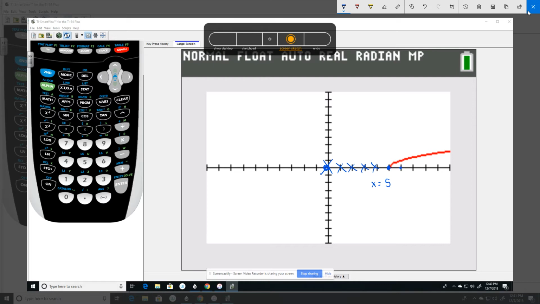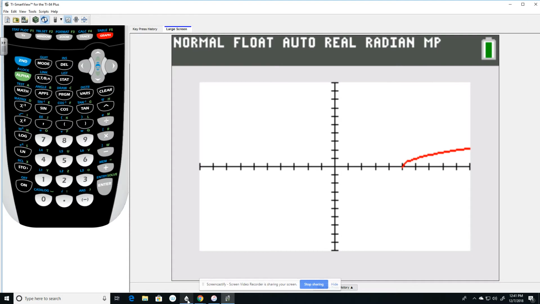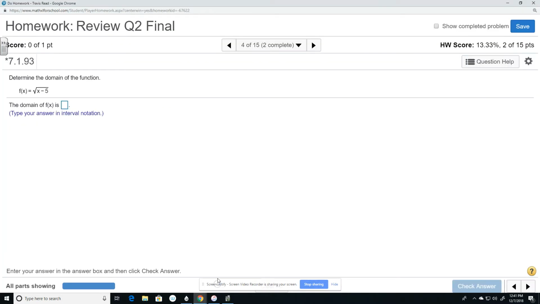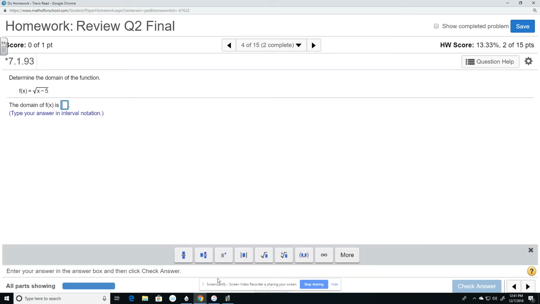So x can equal 6, x can equal 7, and 8, and 9, which means when I'm finding the domain, the domain of f of x is, and it wants it in interval notation, which means that we're going to put parentheses and brackets. The smallest that my x value can be is 5. And it can go all the way up to infinity because it goes up forever.